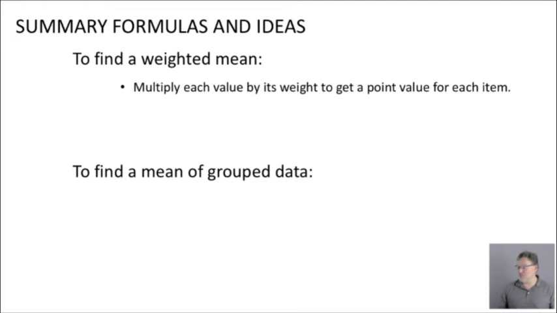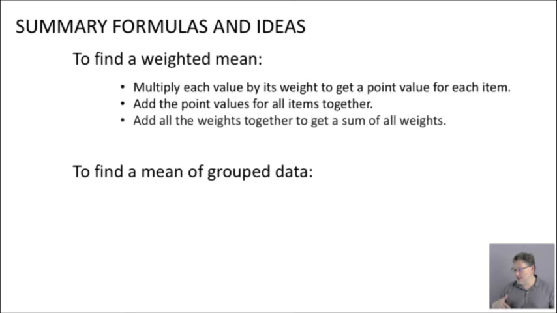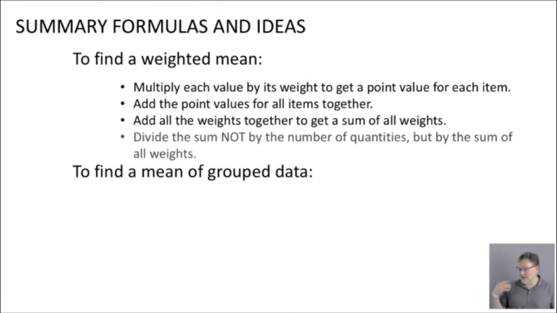Multiply each value by its weight to get a point value for each of them, and then add all those point values together. Remember, that's how we came up with that GPA. And then we add up all the weights together to get a sum of all the weights, and that's the number that we divide our previous sum by. So we add up all those points and get a total amount of points. We then add up all the weights, get a total amount of weights, and it's points divided by weights. Total points divided by weights.